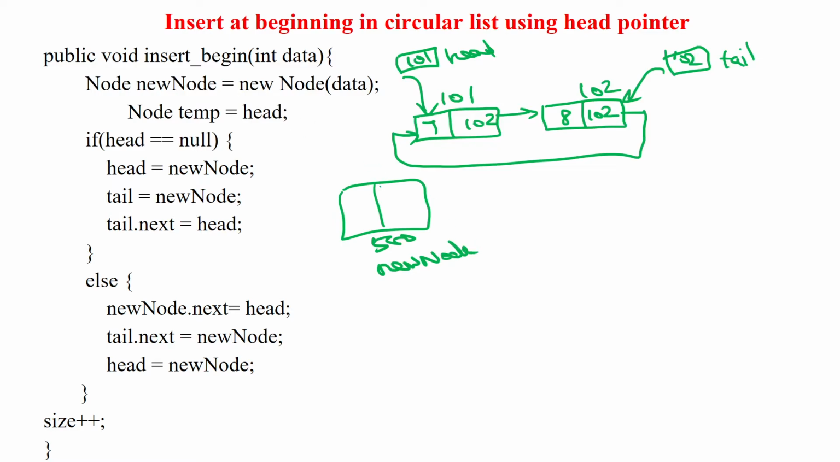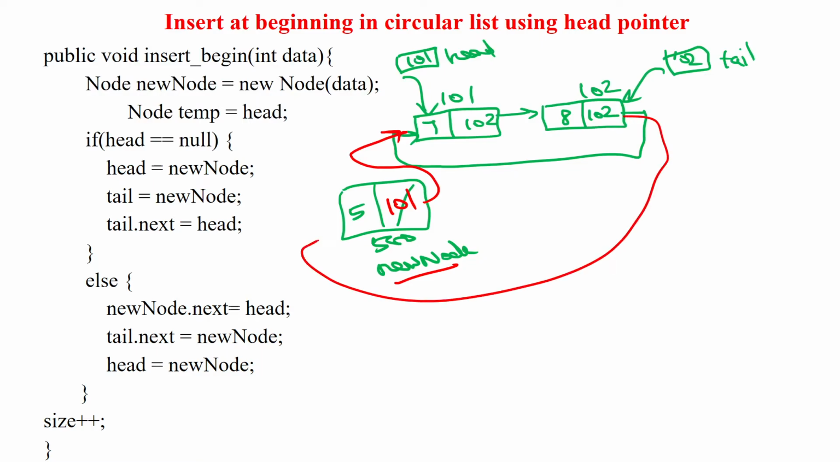I am going to insert at the beginning of the list. So for that, new node dot next should point to the first node, I mean the current head. So new node dot next will be pointing to the first node. Then tail dot next will point to the new node.